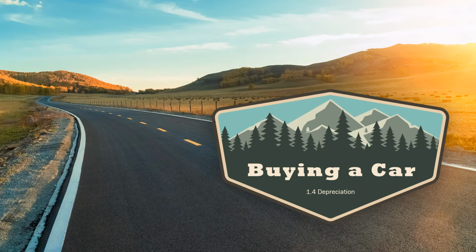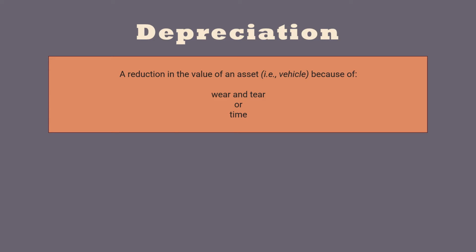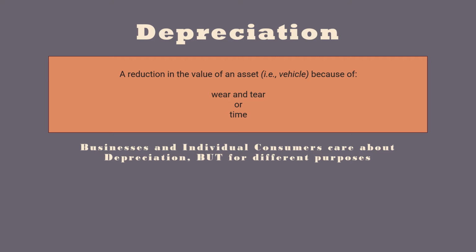In this video, we're going to look at something called depreciation on owning a car. So depreciation is the reduction in value of an asset, and in this case, we're looking at cars, because of the wear and tear that is on a car or because of the time that's gone by while the car has been around. So businesses and individual consumers care about depreciation, but they care about them for different purposes.